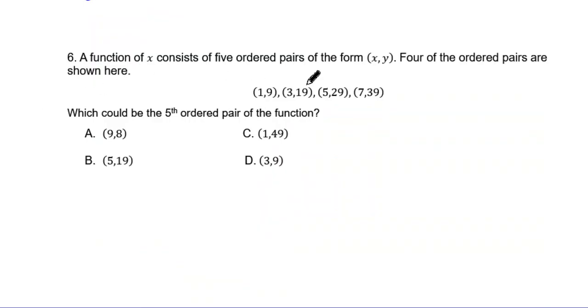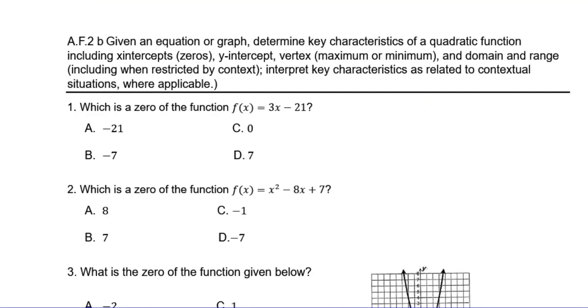All right, a function of x consists of 5 ordered pairs. 4 of the ordered pairs are shown here. Which one could be added? Basically the same thing as the previous one. If I put the 9, yep, it's A, because you have 1, 3, 5, and 7. I'm only looking at the x values, and I can go ahead and put this in, and it would still remain a function. If I put the 5 it would repeat here, the 1 would repeat here, the 3 would repeat here, so only A works. All right, thanks.